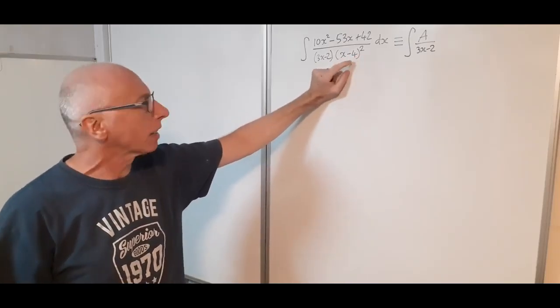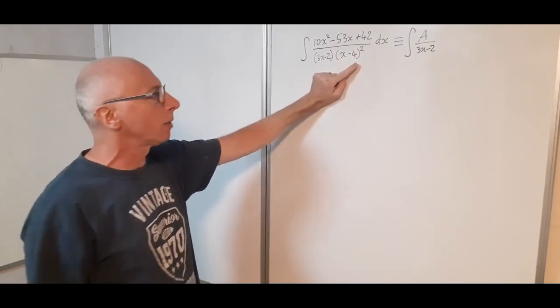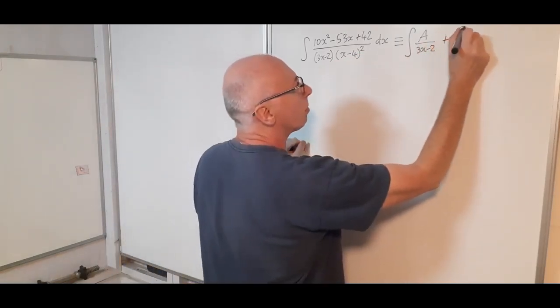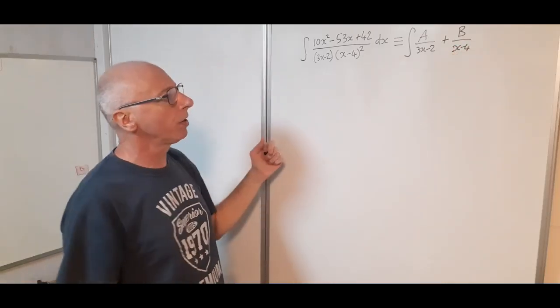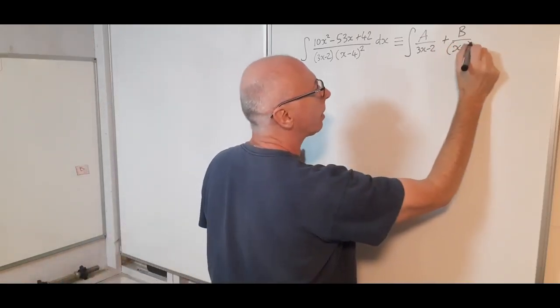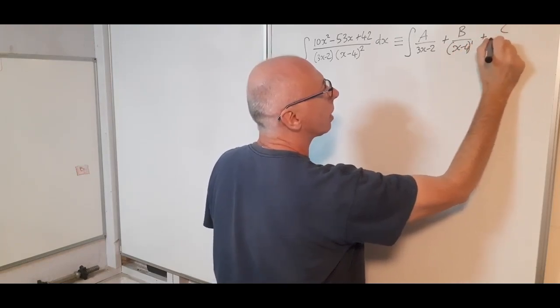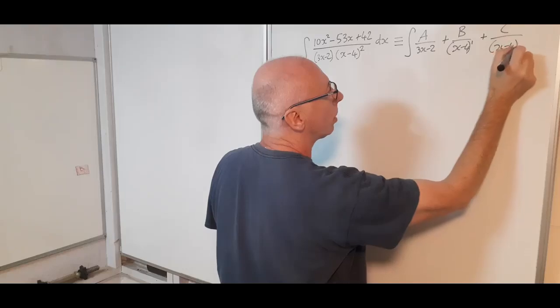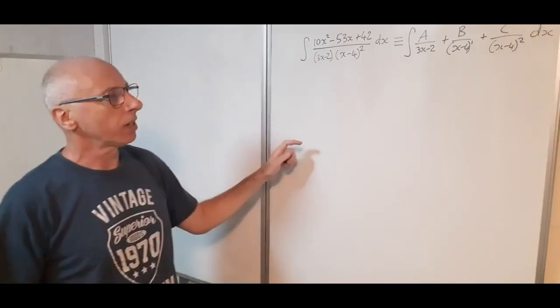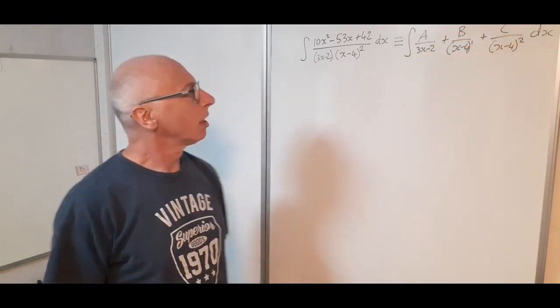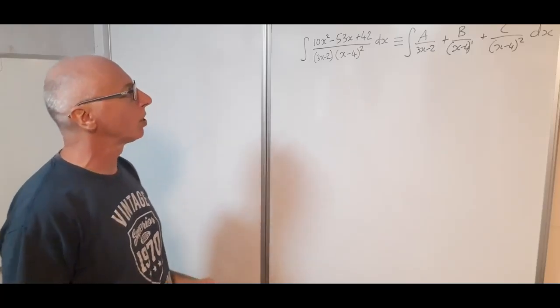Then here I've got x minus 4 squared. So that's a repeated factor. So now I need to build up the powers. So I've got plus B over x minus 4. So that's basically to the power of 1, so I'll just leave it like that. And then plus C over x minus 4, and then that will be squared, and again dx. So now I need to find these constants by using partial fraction decomposition.